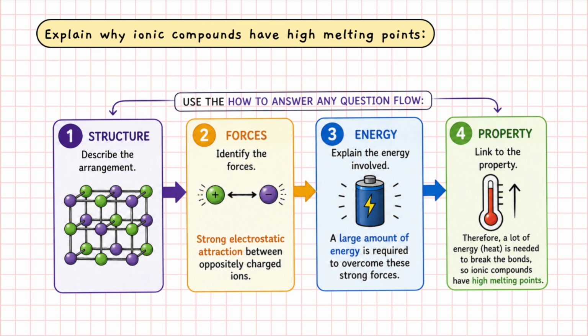If you got stuck, this is the method you should be using. First, describe the structure, a giant lattice of oppositely charged ions, then identify the forces, strong electrostatic attraction between those ions. Next, link it to the energy. A large amount of energy is required to overcome these forces. And finally, link it to the property, which is why ionic compounds have high melting points.